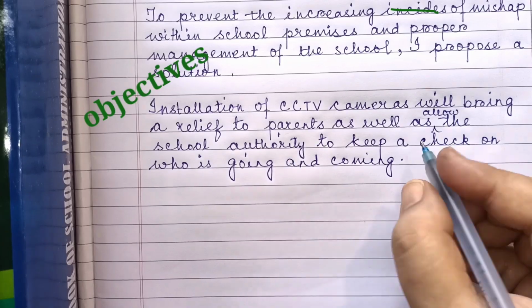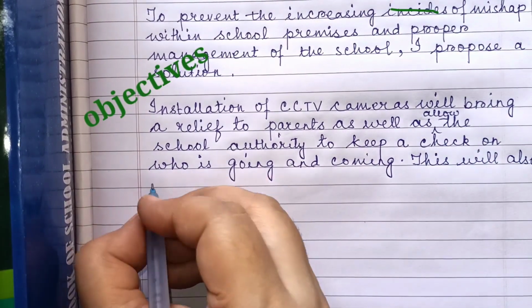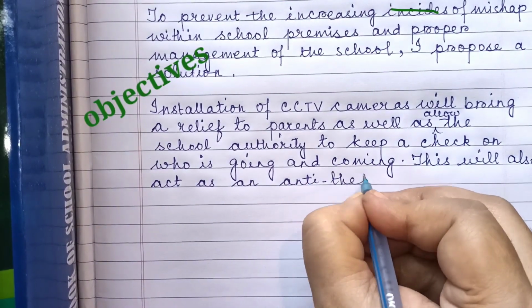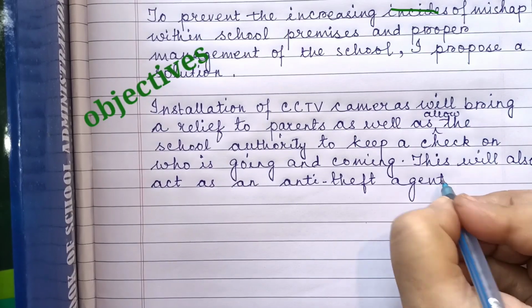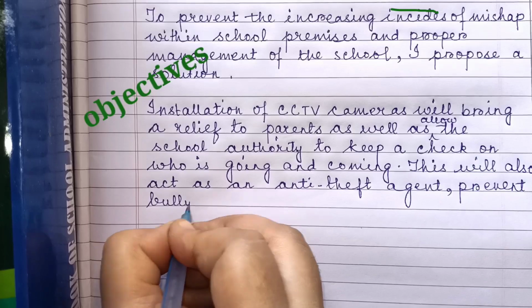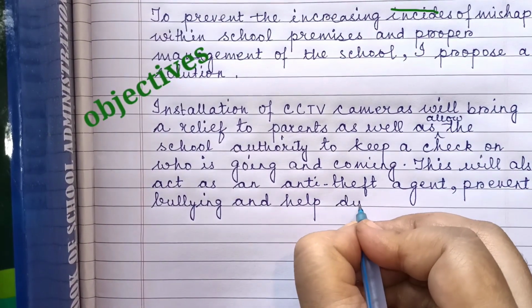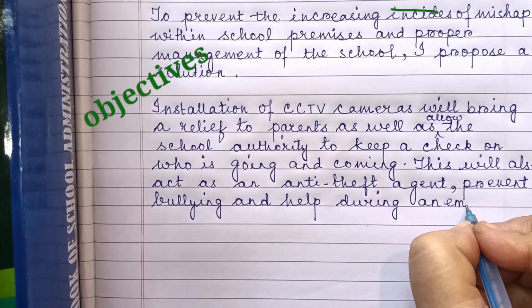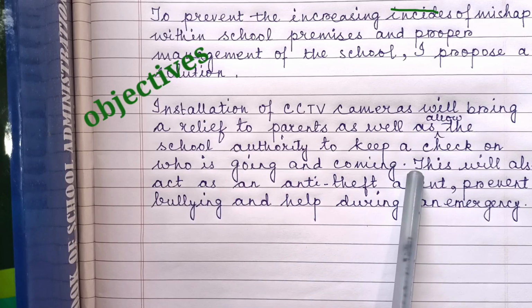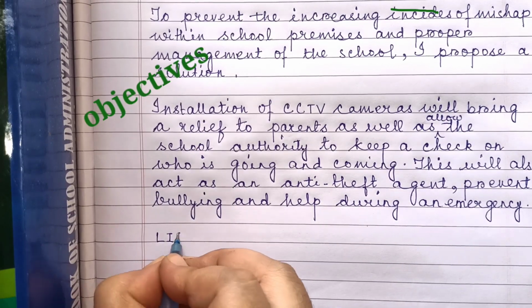This is my first desired outcome. The next desired outcome, read along: this will also act as an anti-theft agent. Number 2 desired outcome. Number 3, prevent bullying. And last but not the least, number 4, help during an emergency. See, I have just used 2 sentences to pack in so much information. You also do the same.